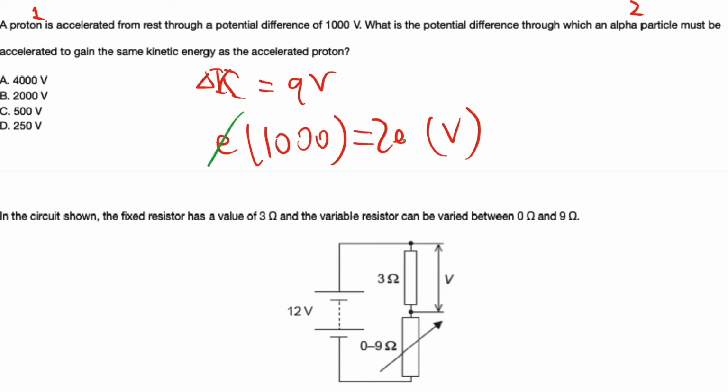So E cancels out. So 1000 will be equal to 2V, so V is going to be equal to 500. So the answer will be C.